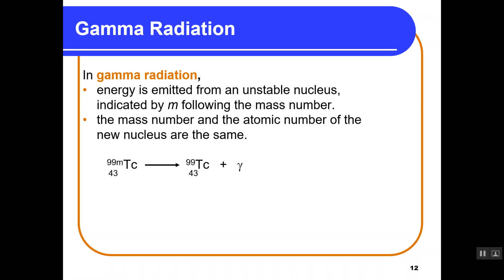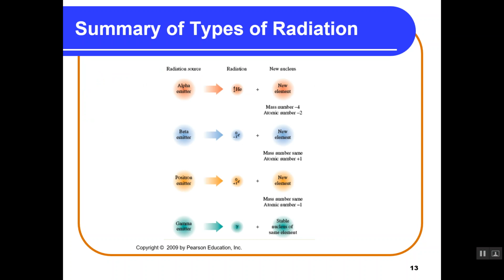Okay, so that's what happens in the case of gamma radiation. So this is basically a summary of the different forms of radiation that we looked at when these are emitted from a nucleus. In the case of the alpha emitter, it produces, of course, the alpha particle, and the new element that is formed would have a mass number that is 4 less than the original, and the atomic number would be 2 less than the original, right?